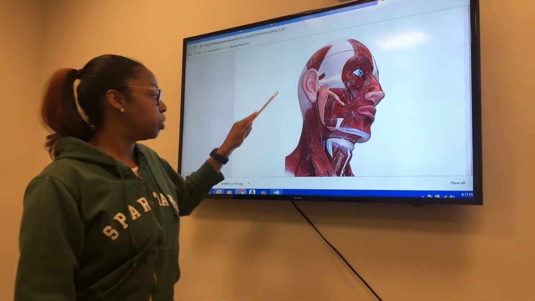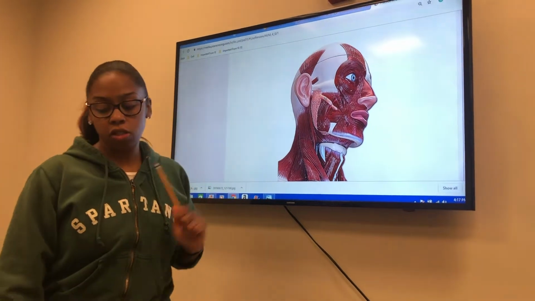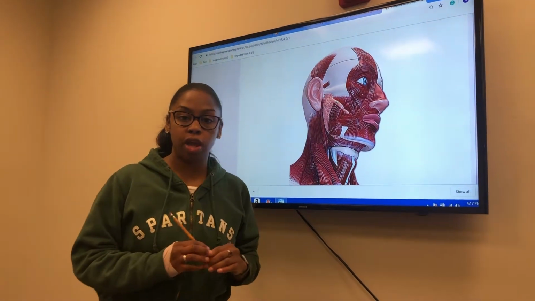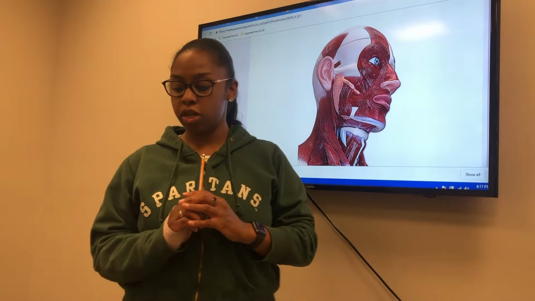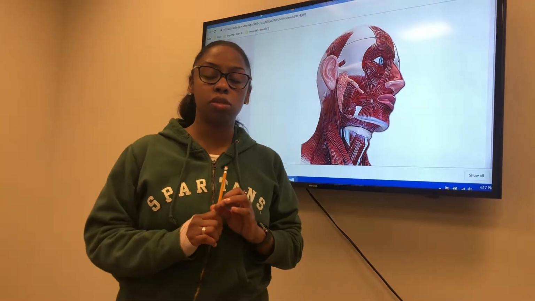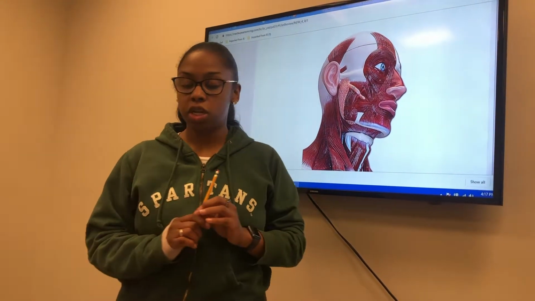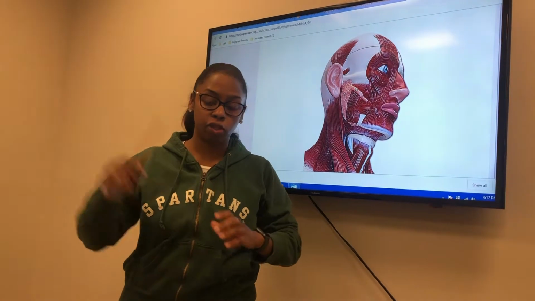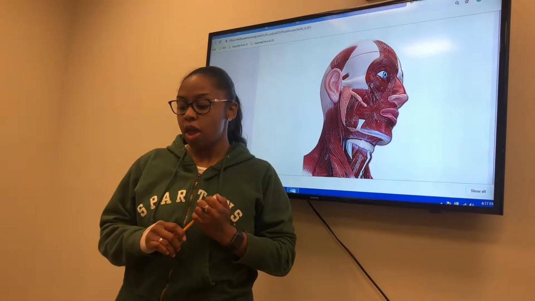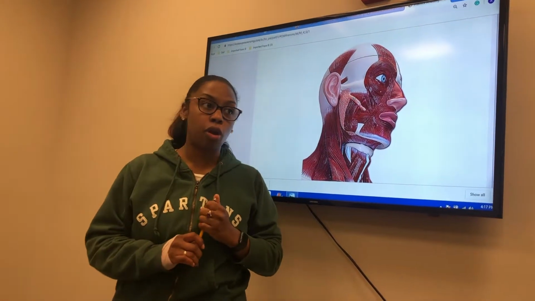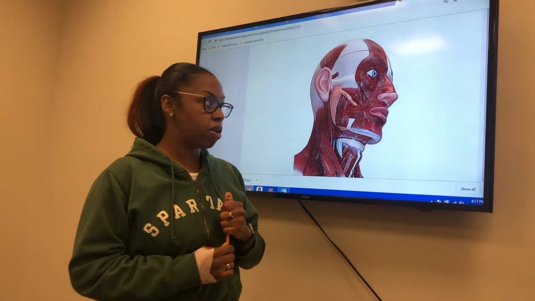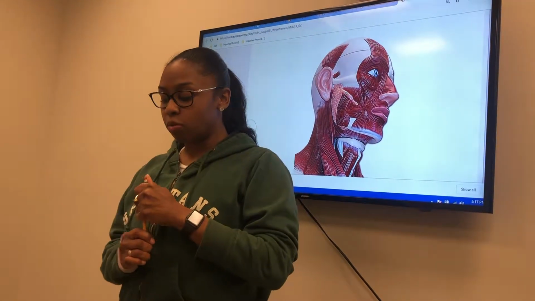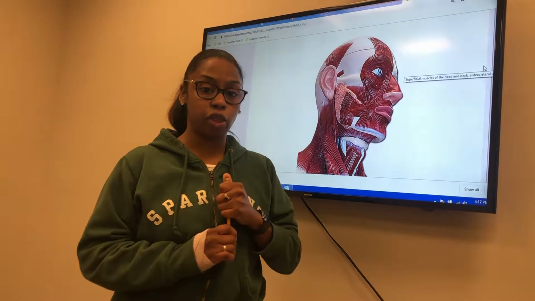The occipitalis muscle, which is back here, also has an origin of the occipital bone. Its insertion is the galea aponeurotica, and its action is to pull the scalp back. Unfortunately, I cannot perform that muscle. And its innervation is the posterior auricular branch of the facial nerve.